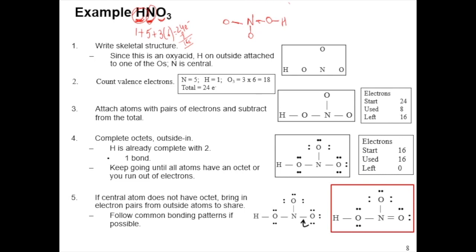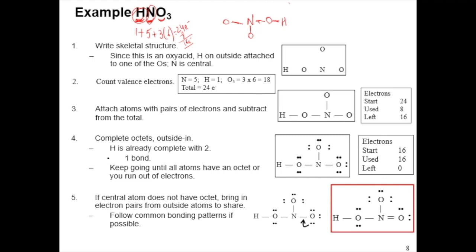So where do you start? Again, we can start with the terminal atoms. Hydrogen: do I add more electrons to hydrogen? The answer is no. Why? Because hydrogen is happy with 2 electrons. It already has 1 bond. As long as hydrogen has 1 bond created, you cannot add more electrons to hydrogen.